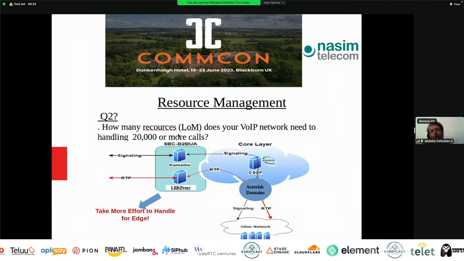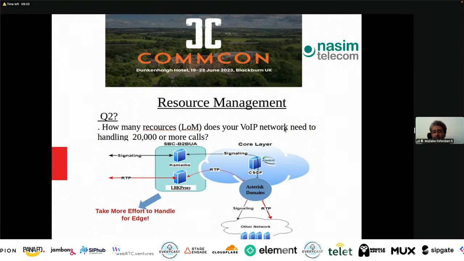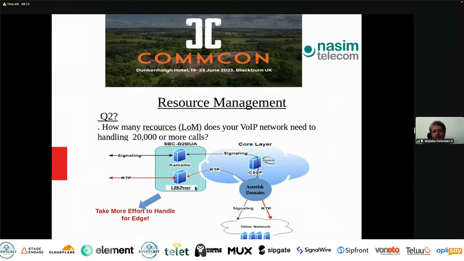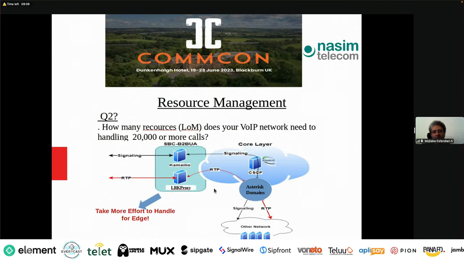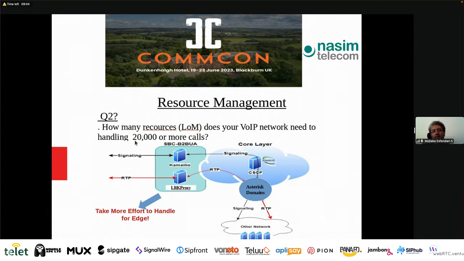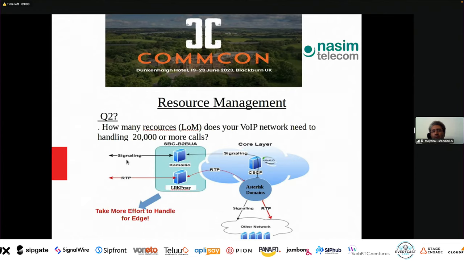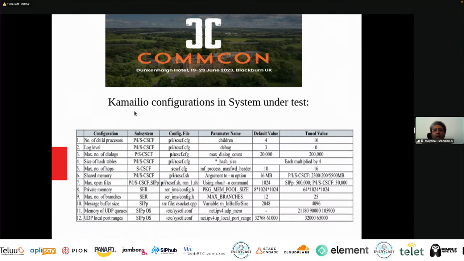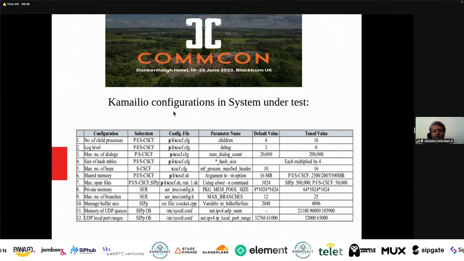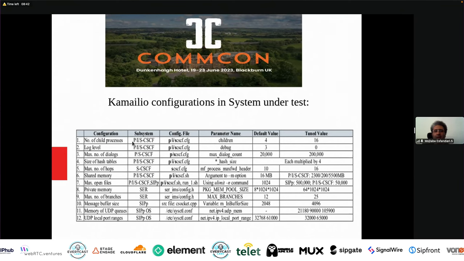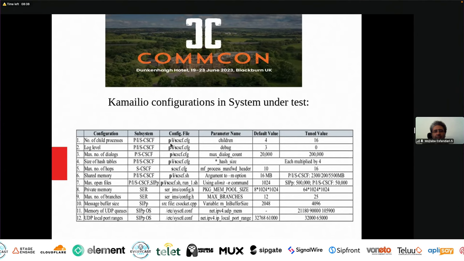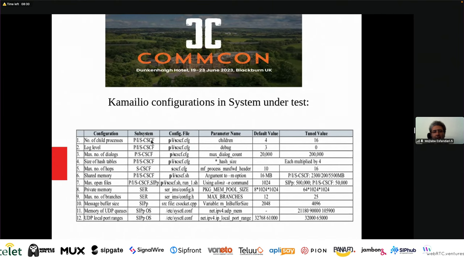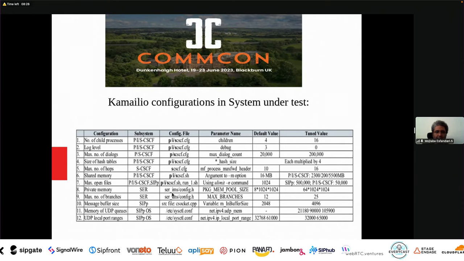Question two: how many resources or what list of materials does your network need to handle, for example, 20,000 or more calls? Suppose we want to set up a voice over IP network handling 20,000 or more calls. We should consider signaling flow and RTP flow. In the system model, we use a default Kamailio configuration in the system under test. For example, in the PCSCF, ICSCF, and SCSCF, we use four children for forking, and other predefined configuration is listed in the table.